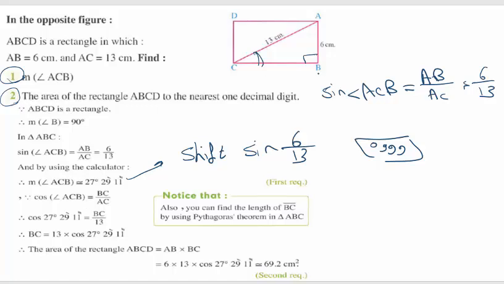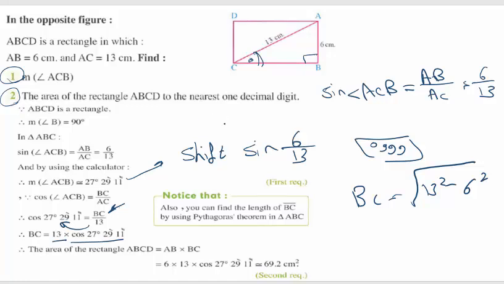For the next part, you need to find BC. I have two ideas to find the length of BC. First one is by using Pythagoras. As you know, you can say that BC equals square root of 13 power 2 minus 6 power 2. Or, in other words, you can say that cosine of the angle, which is 27 degrees, 29 minutes and 11 seconds, equals adjacent, which is BC, over 13, which is the hypotenuse. So if you would like to find BC, you can use cross multiplication. So BC will be 13 multiplied by cosine of this angle.